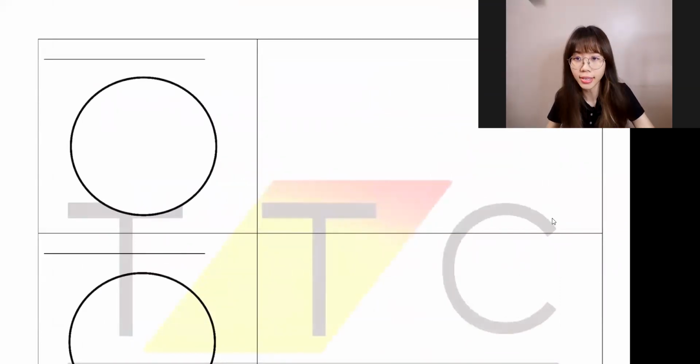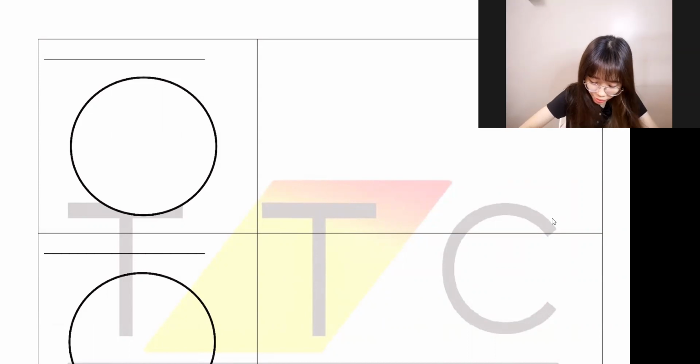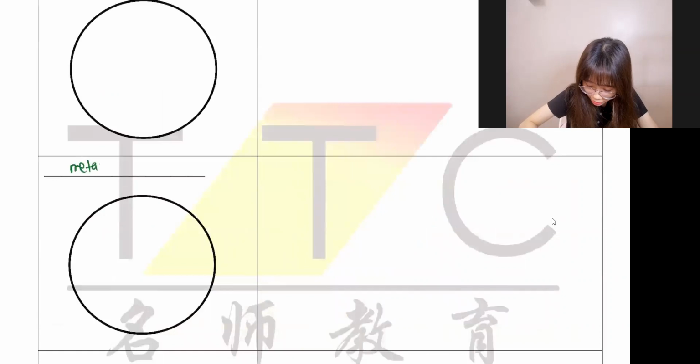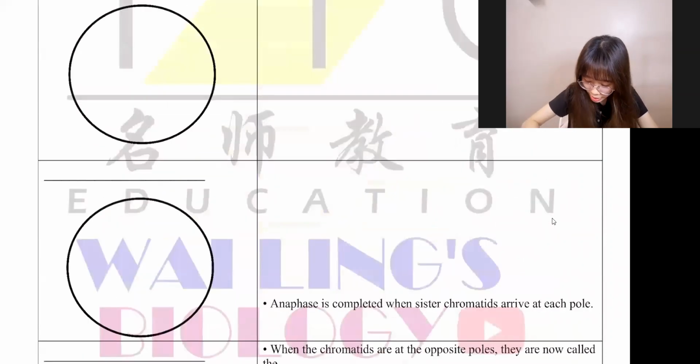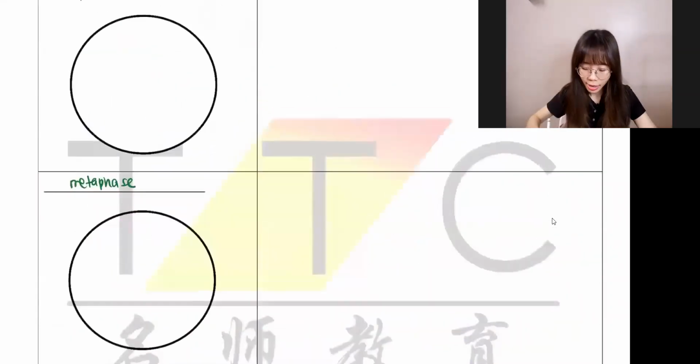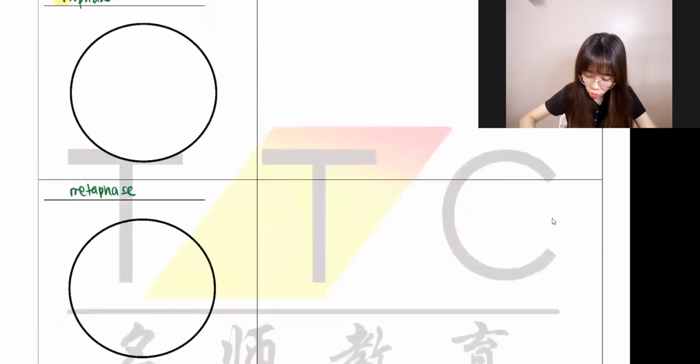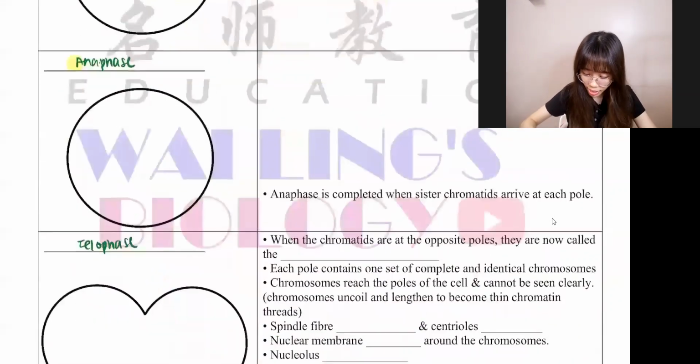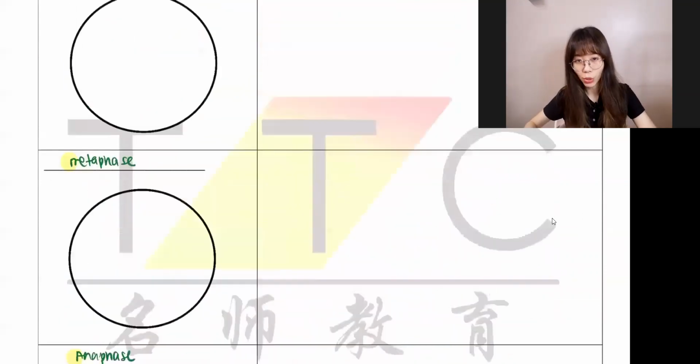Mitosis, we have 4 phases. The 4 phases, we call this PMAT, P-M-A-T. What does PMAT mean? P stands for prophase. Let me write over here. This is prophase, P, okay. M stands for metaphase. A stands for anaphase. T stands for telophase. So we call this PMAT. P-M-A-T. The sequence you need to remember.